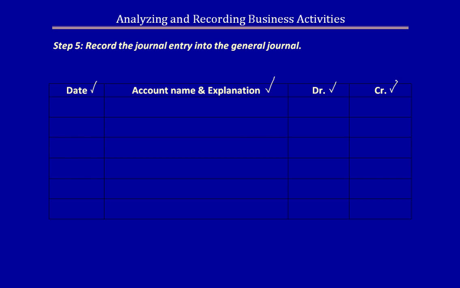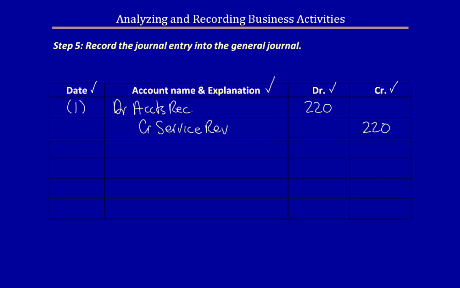Continuing with our example, the general journal would show the following. We don't have a date, so we simply use the transaction number. Then remember, place all the debit accounts first, then the amount, then move on to the credit accounts and indent them, then the amount. Notice that we are copying what we did in the T accounts. In the T accounts, I debited accounts receivable for $220. I am debiting accounts receivable here for $220.